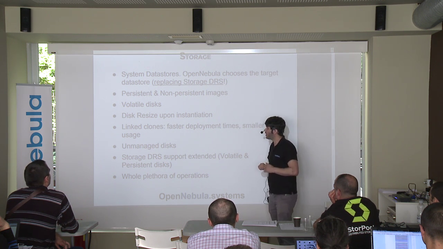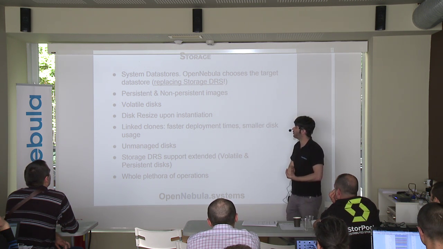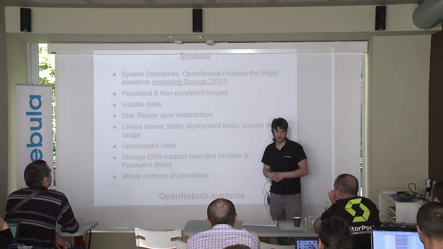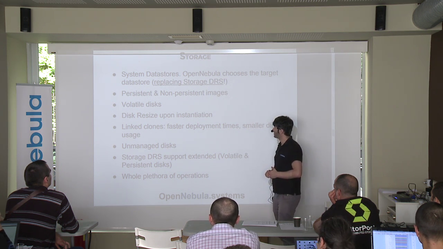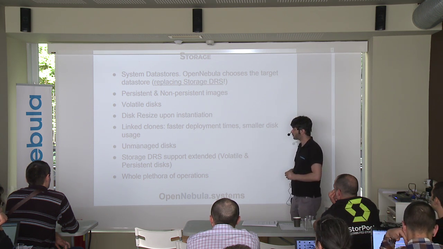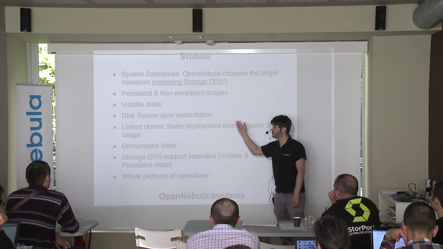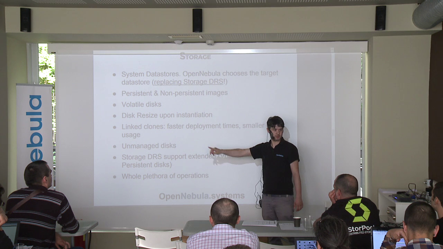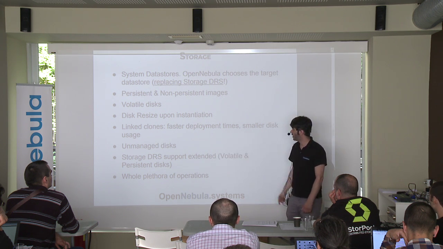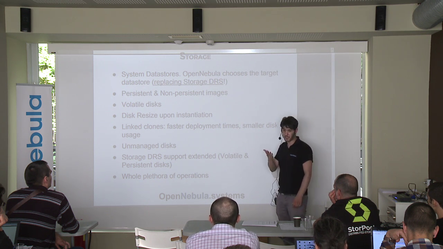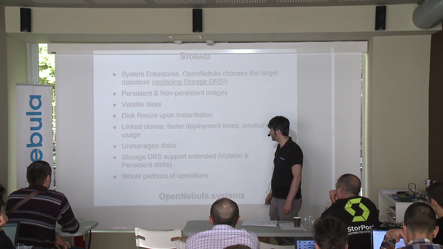The other thing is that now you can have persistent and non-persistent images. In the current version, you can only have persistent images for vCenter. Now you can have non-persistent images. It's much better. You can have volatile disks. You can do disk resize upon instantiation. That was not something that you could do with vCenter. You cannot move the slider to make the disk bigger when the machine starts. Now this resize is done through the API and in the pre part of the life cycle.